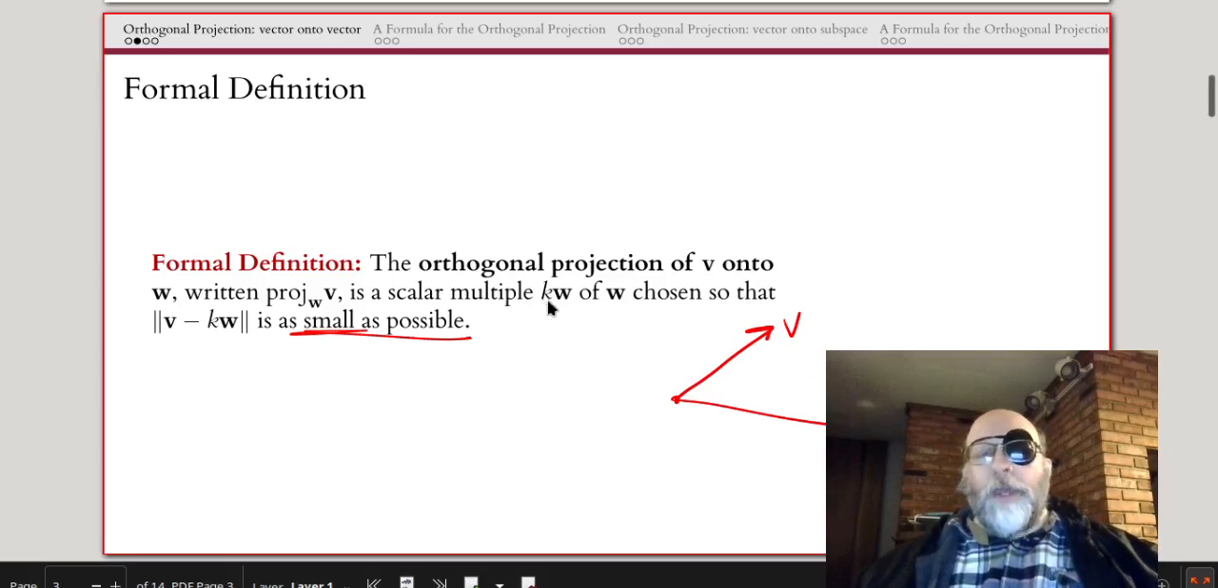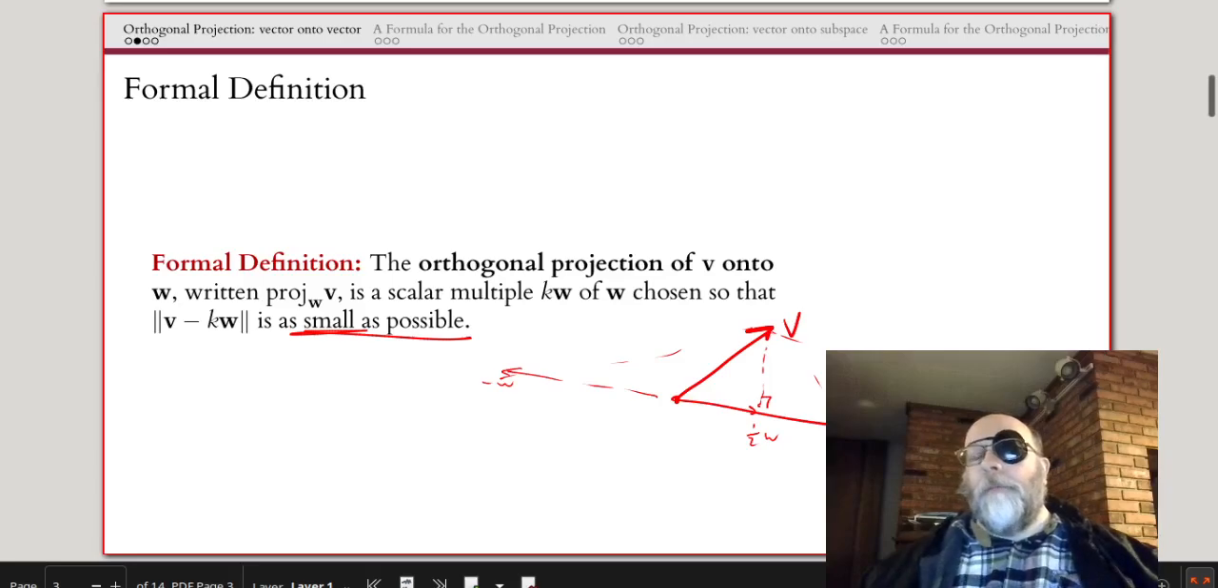So we look at all the multiples of W. So this is W. This out here would be 2 times W. This over here would be negative W. And then we consider how far they are from V. And the one that is the shortest distance as possible is the one that is directly underneath at a right angle. That multiple, which is roughly about 1/2 of W, maybe a little less than 1/2 of W, that vector right there is the projection of V onto W.